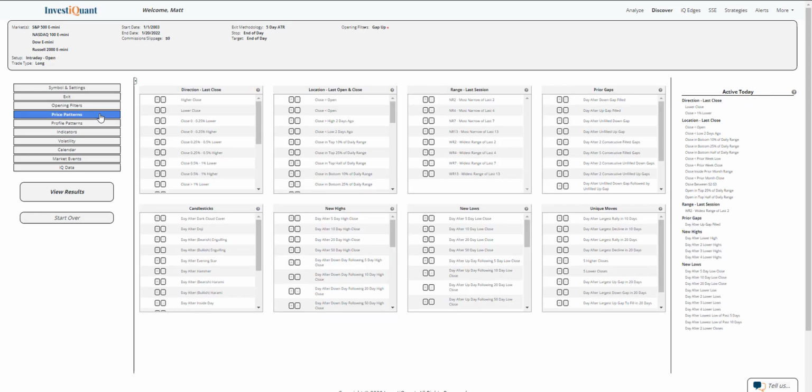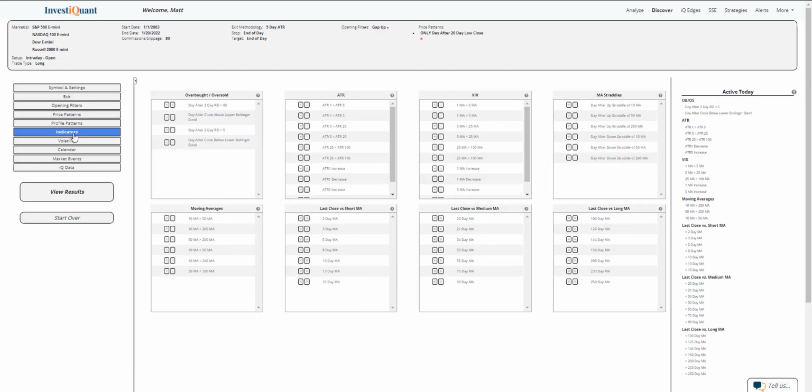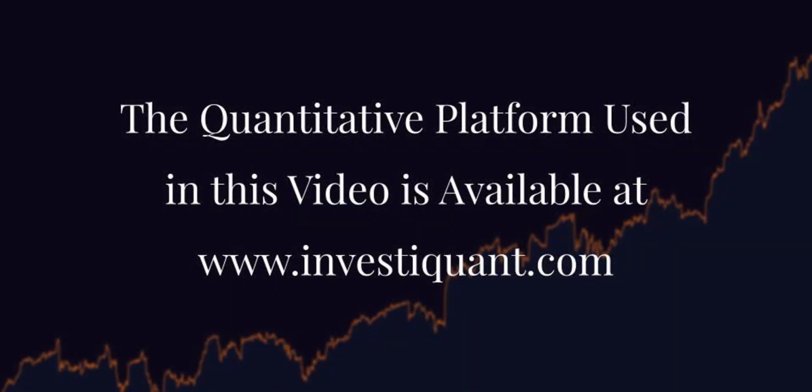The next thing I'm going to do is go to the price patterns library. I'm going to say yesterday closed at a 20-day low close. I'm going to grab that from the active today section by coming down here and clicking on day after 20-day low close. The last thing I'm going to do is head to the indicators library, and I'm going to add the oversold reading on the 2-day RSI. So I can grab that from the active today. It's this very top option, day after a 2-day RSI under 5, and then I'm going to say we're below a 10 and above a 200-day simple moving average, and then click view results.